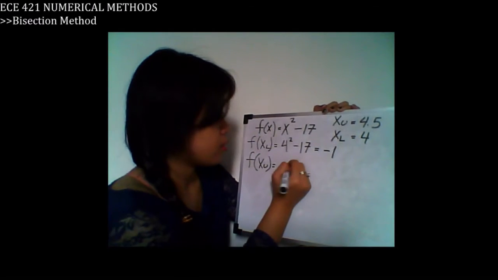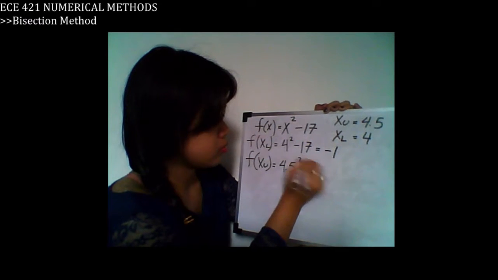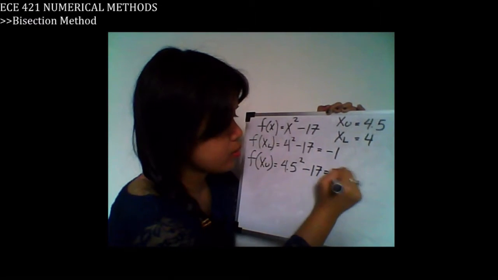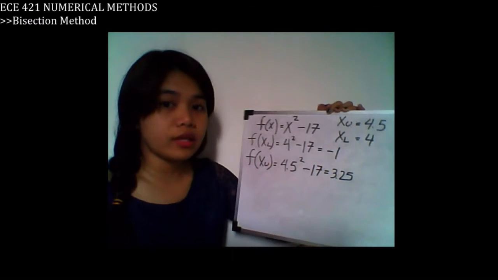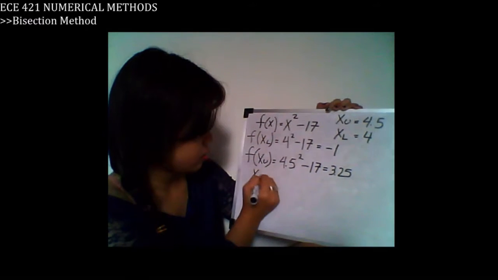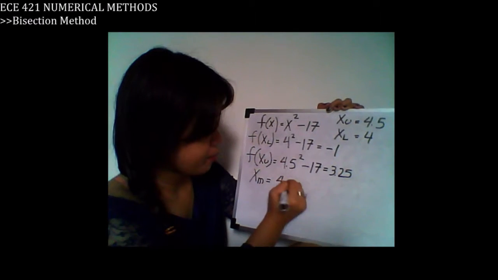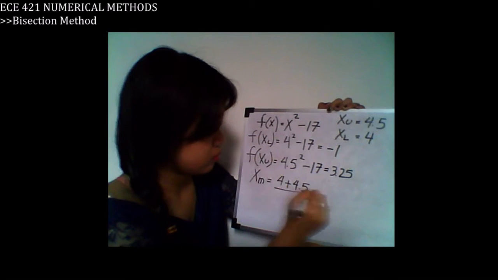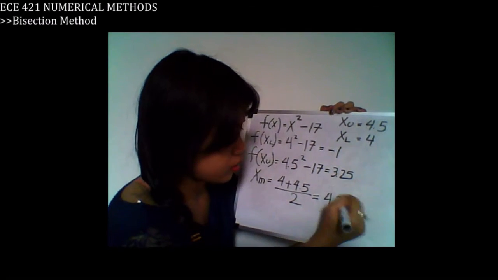So we have 4.5 squared minus 17 is equal to 3.25. Now that we have the values of xl and xu, we need to solve for the value of xm. That will be 4 plus 4.5 divided by 2, which is 4.25.